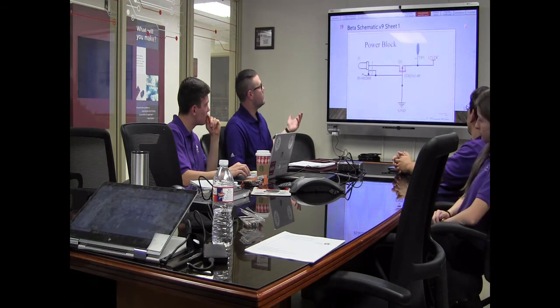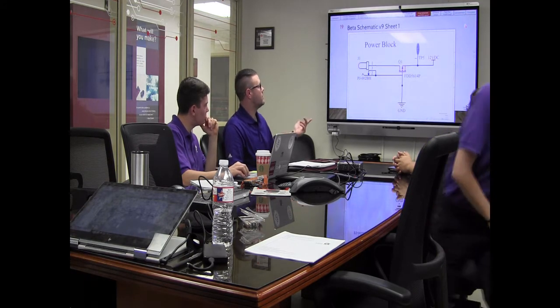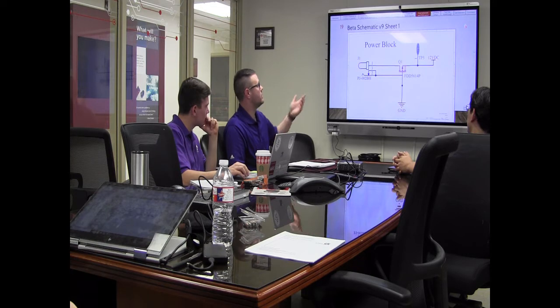And then here's a schematic. So power block. We've got a reverse bias FET with a test point. Those are 12 volts into the board. You can go to the next one.